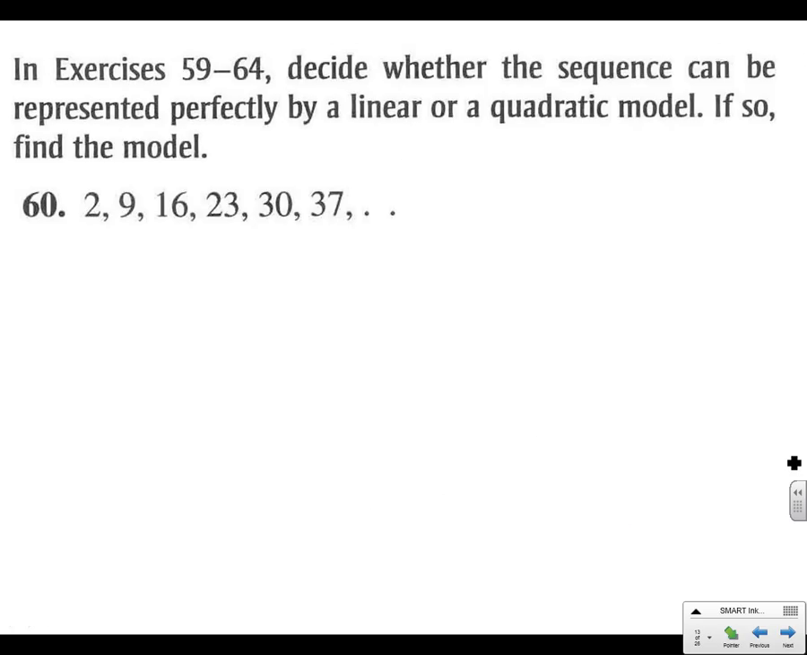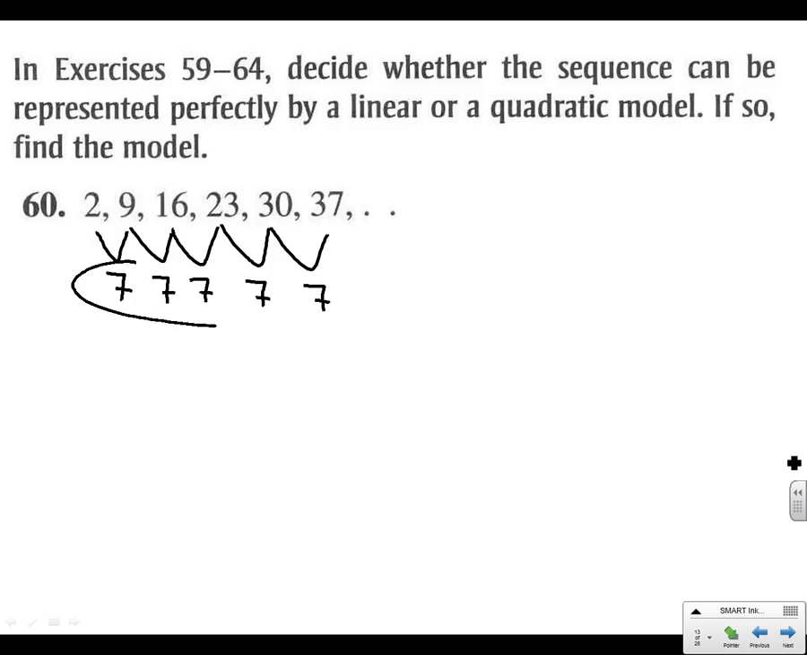All right, last even one is problem 60, and we're going to decide whether the sequence is represented by a linear or a quadratic model. The way we're going to do that is with the first and second differences. So from 2 to 9 is a difference of 7, and 7, and 7, and 7, and 7. This is our first difference. Since they're all the same, we're done. This is a linear model.